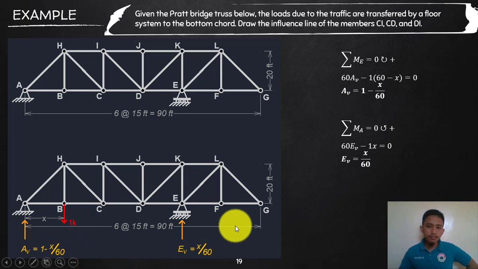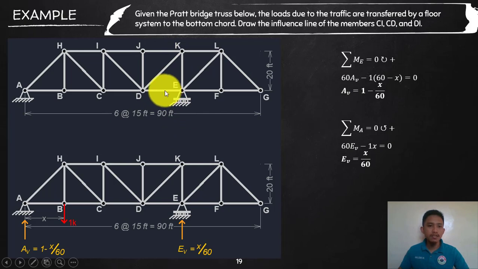Okay, so now we have your AB and EB. So we can now start cutting, if you want to use the method of sections, or if you want to use the method of joints. But since in our problem we are after directly CI, CD, and DI, we are not after all the responses of the members. So I'd rather suggest use the method of sections, especially if your member is within the middle.